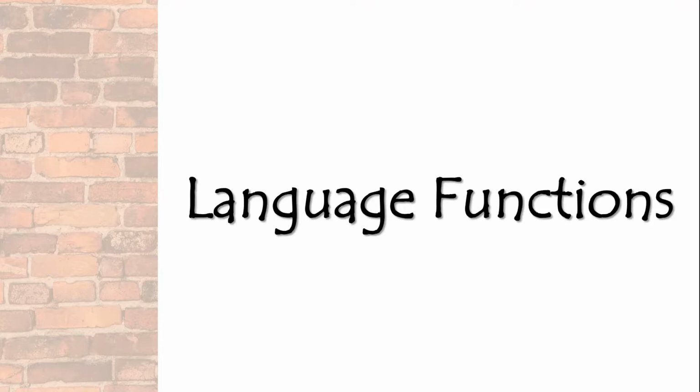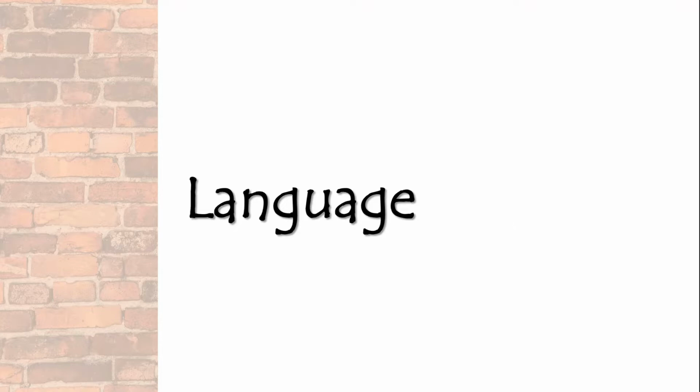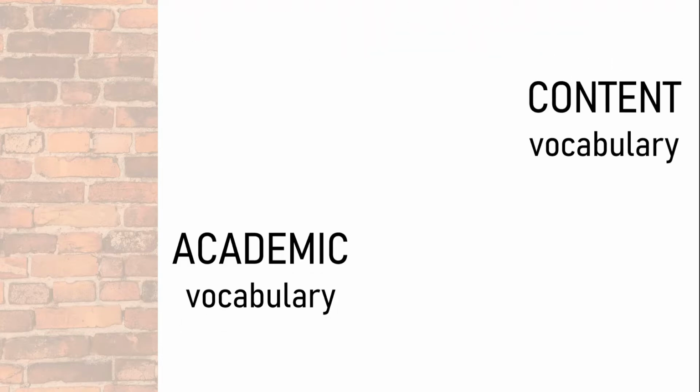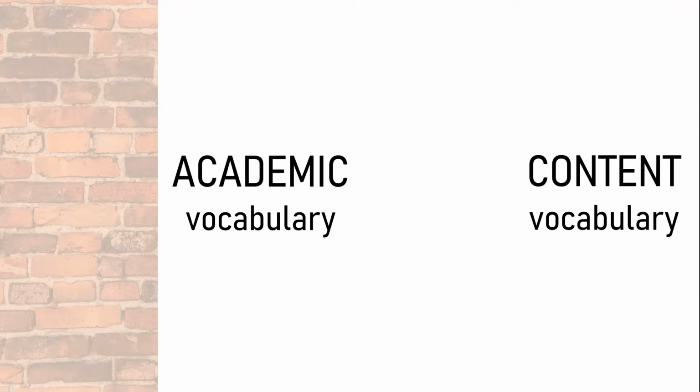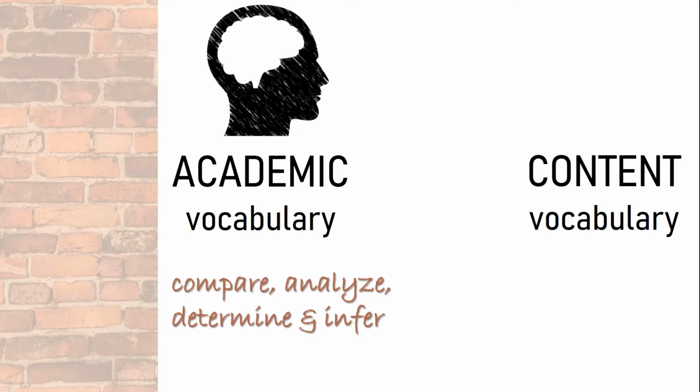This month, we're going to examine language functions, the reasons why we use academic language. We will also look at how we can use language functions to develop our students' academic language. Usually when we think about academic language, we think of vocabulary, academic vocabulary, and content vocabulary. Academic vocabulary refers to those general terms that cut across all content areas. Words like compare, analyze, determine, infer. These are present in every classroom, math, science, English language arts, in every grade level. Academic vocabulary terms often represent the thinking skills of what our students need to know how to do.